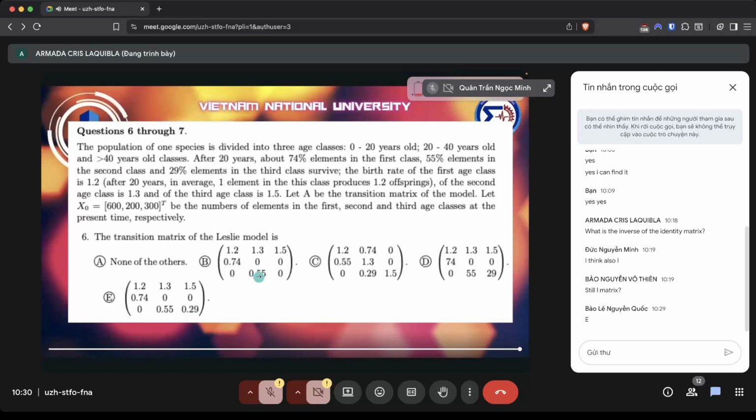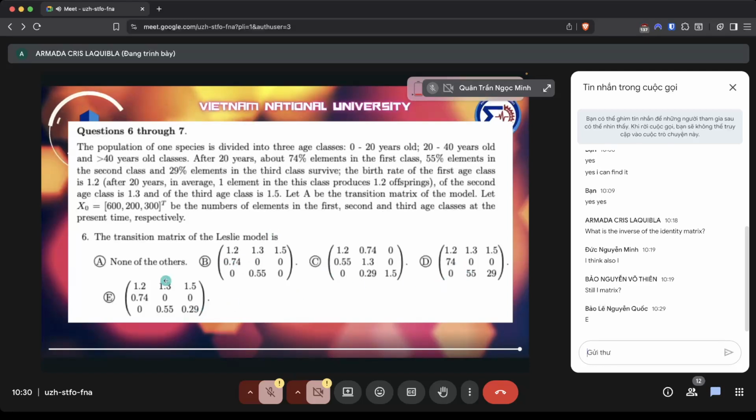55% should be here, third row, second column. And the 29% must be here in your A33. And it will satisfy letter E. You see it here in the letter E. Only E got that. The rest are wrong.